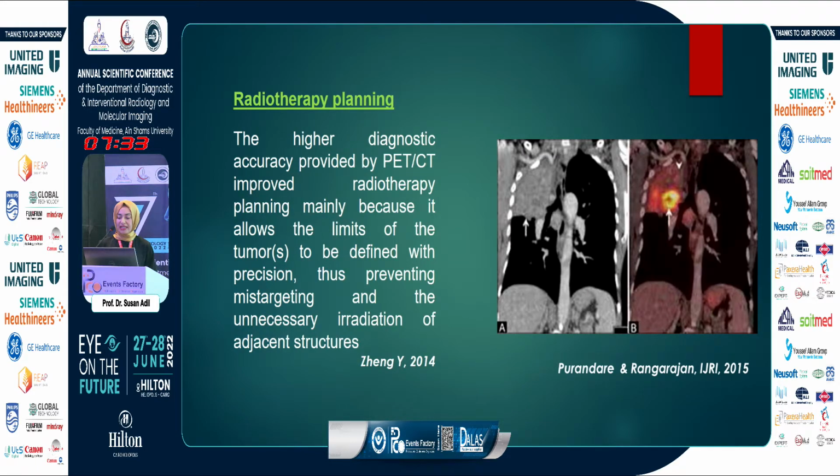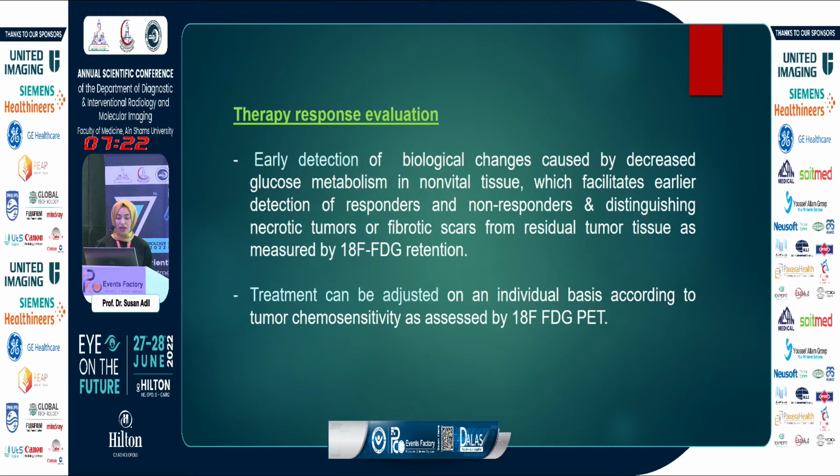Also, the ability of PET-CT to detect with high accuracy the borders of the primary malignant neoplasia helps in radiotherapy planning and preventing mistargeting and unnecessary irradiation to adjacent structures.